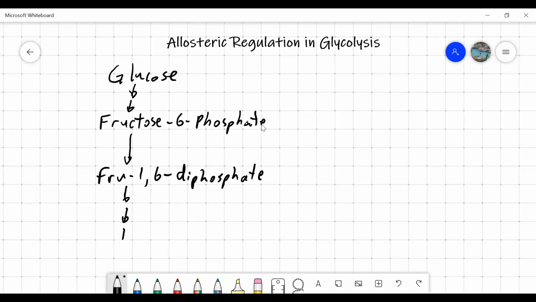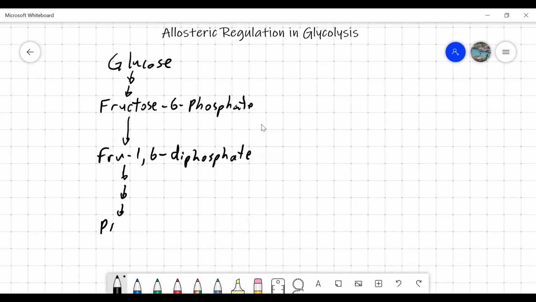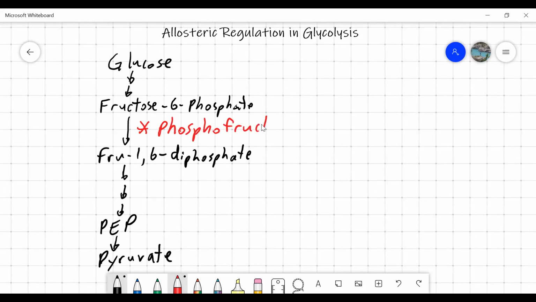Not sure exactly how many steps. We'll just use 3 arrows. And then we get that PEP. You may remember that phosphoenol pyruvate was the second last step of glycolysis, and then we get pyruvate. So there's a very, very simple way to represent glycolysis. You can see we're missing a lot of details, but the important thing is right here, this enzyme. The enzyme is phosphofructokinase, and you can abbreviate it as PFK.